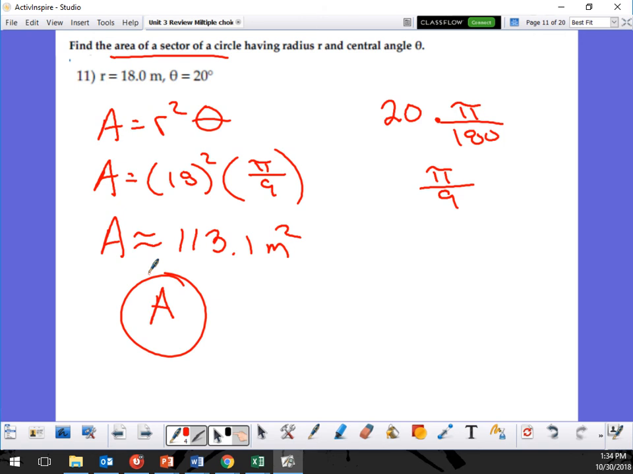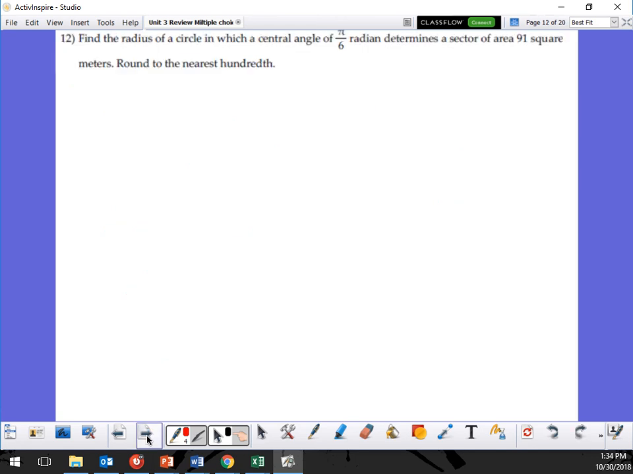So what if we didn't put the squared? Is it multiple choice? Yes. Okay, I'm just saying hypothetically. Stop making it work. Since the r is r squared, your unit should be squared.